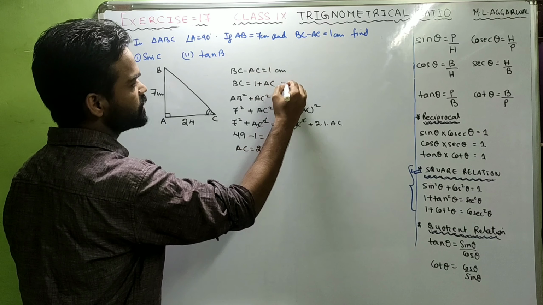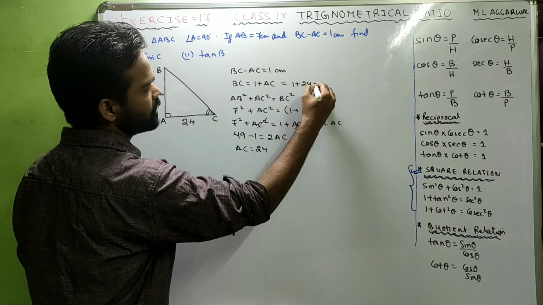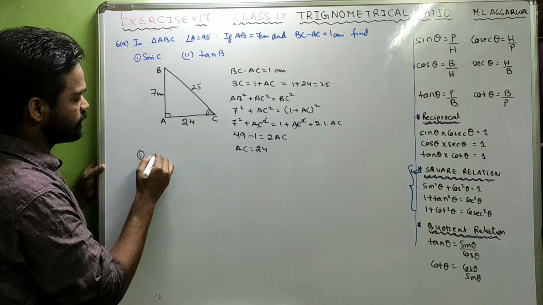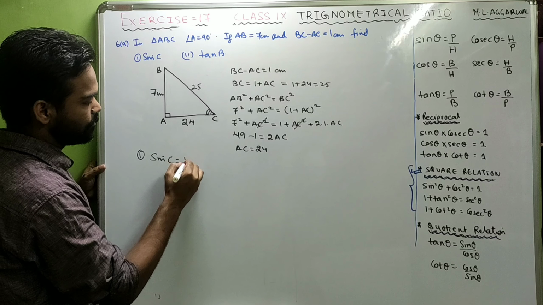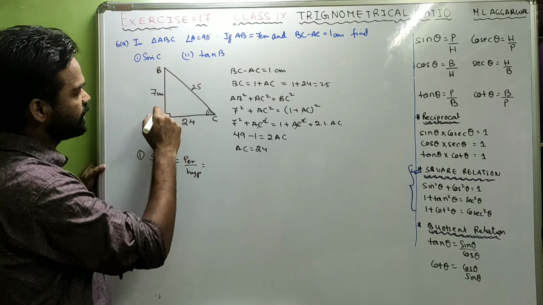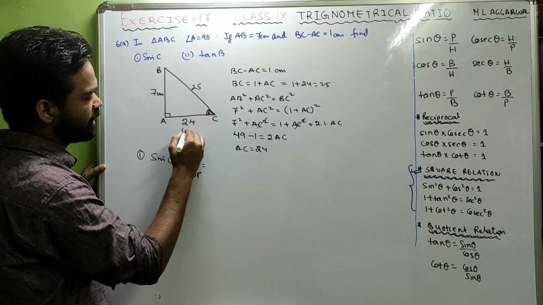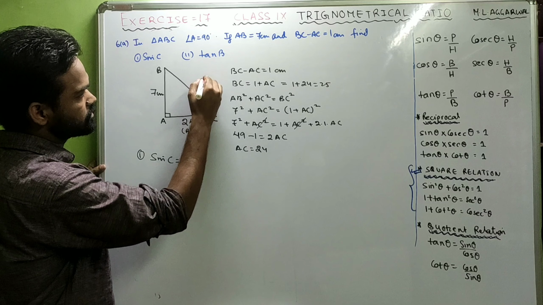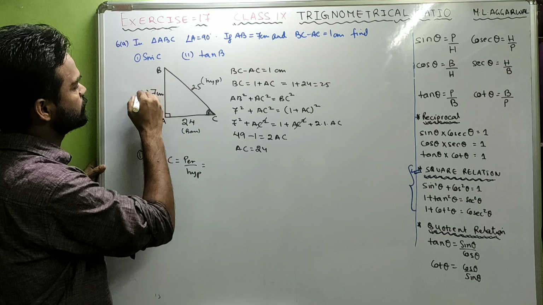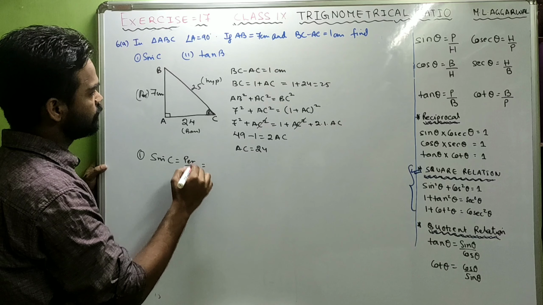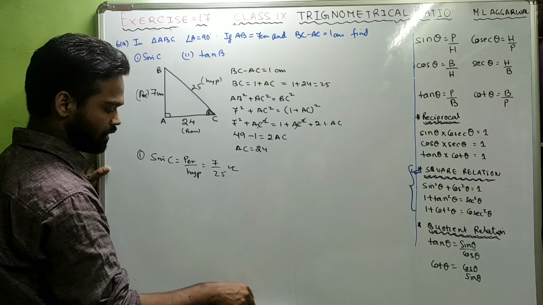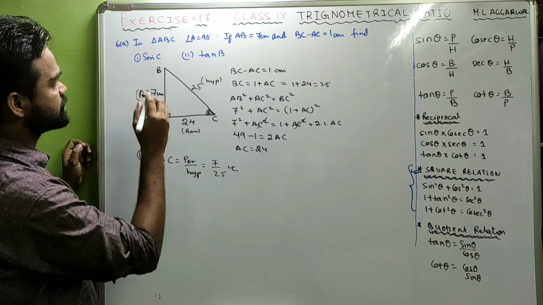So what will be BC? BC will be 1 plus 24. That's 25. Done. Now look at the first part. Sine C. Some people have perpendicular. If this is your angle, this is your base. This of course is the hypotenuse always. This is your perpendicular, isn't it? Now perpendicular by hypotenuse, that's 7 by 25. Done. Now but they're talking about tan B.